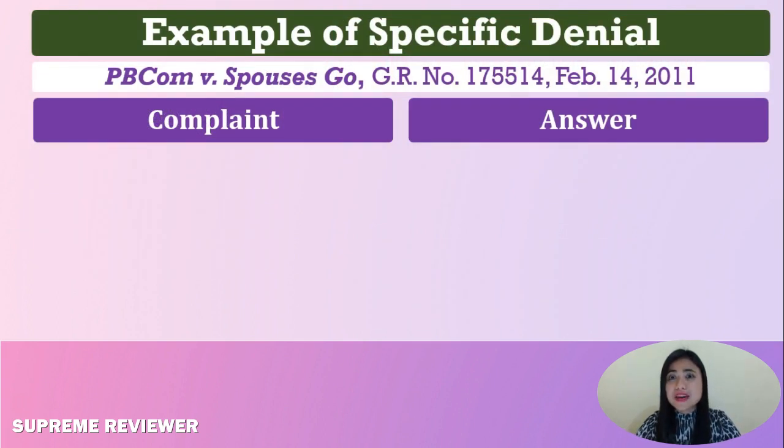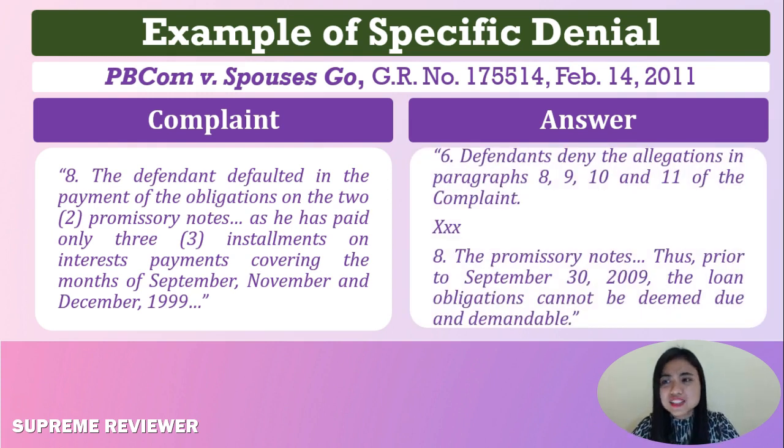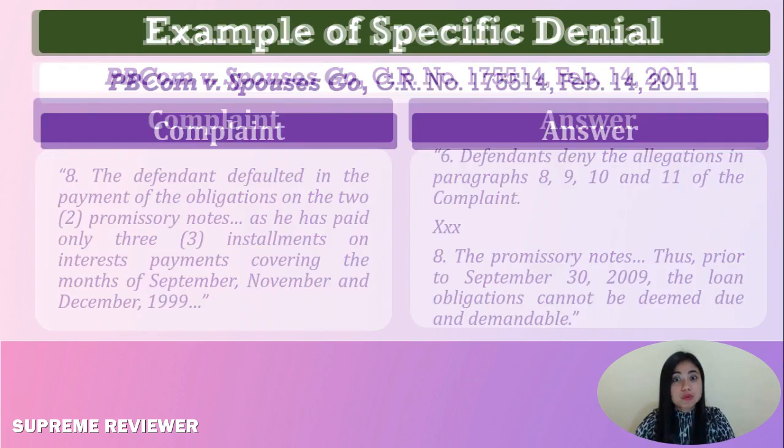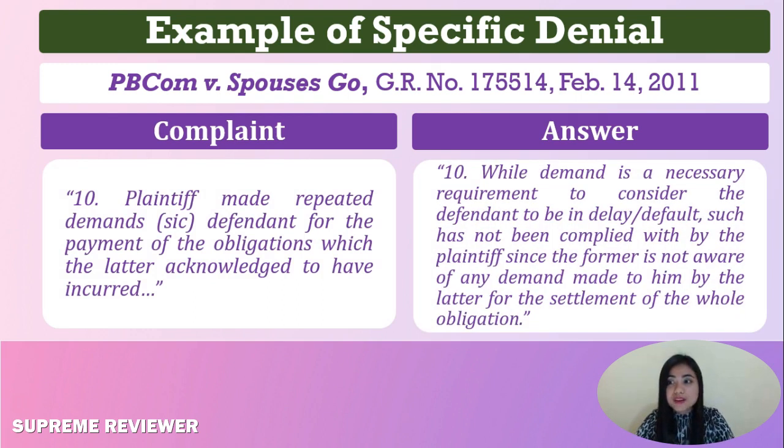Here is an example of making specific denials, the case of PBCom versus Spouses Go. On the fact of default, PBCom alleges in paragraph 8 of the complaint that Go defaulted in the payment for both promissory notes, having paid only 3 interest installments covering the months of September, November, and December 1999. In the answer, Spouses Go denied the said allegation, and further alleged in paragraphs 8 to 13 that Go made substantial payments on his monthly loan amortizations. Moreover, in paragraph 10 of the answer, Spouses Go also denied the existence of prior demand alleged by PBCom in paragraph 10 of the complaint.